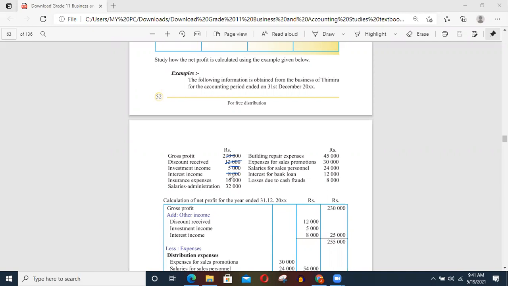And now we have insurance expense of 16,000 and salaries administration 32,000. So which category do they belong to? Insurance expense and salaries administration. Once again, we know that they belong under administration, right? Because they cannot come under distribution or other expenses or finance expense. Since they don't belong to other categories, we know that they belong under administration because these are administration purpose expenses, right? So you enter 16,000 and 32,000 under administration expense. Okay, so let's record that in the sheet over there.